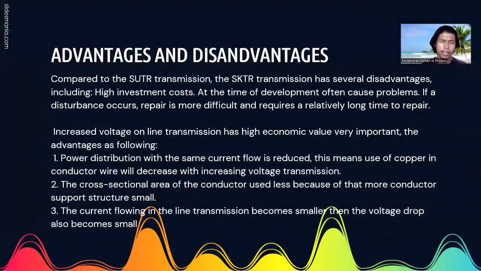So increased voltage line transmission has high economic value, which is very important. The advantages are as follows. The first is that power distribution with the same current flow is adequate. This means the use of copper in the conductor wire will decrease with increasing transmission voltage. Second, the cross-sectional area of the conductor is less, so the conductor support structure is smaller. And third, the current flowing in the transmission line becomes smaller, so the voltage drop also becomes small.